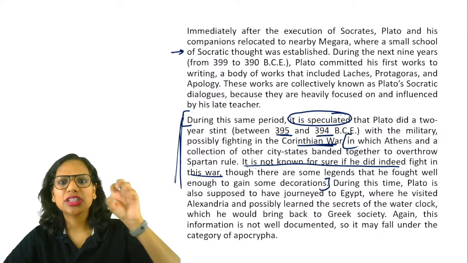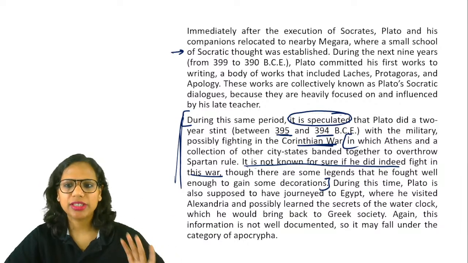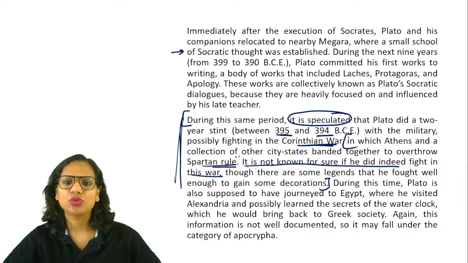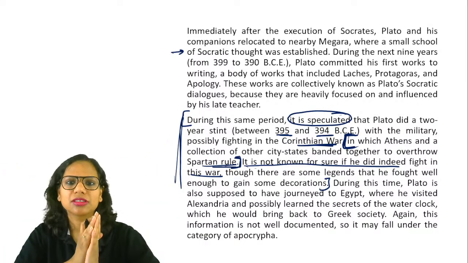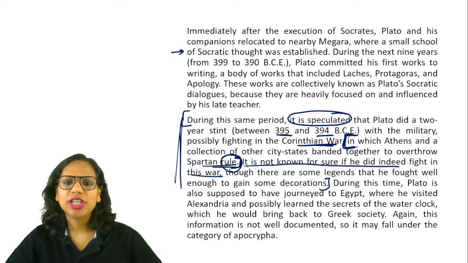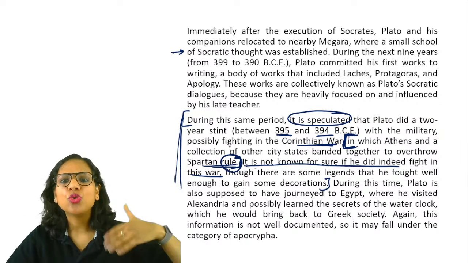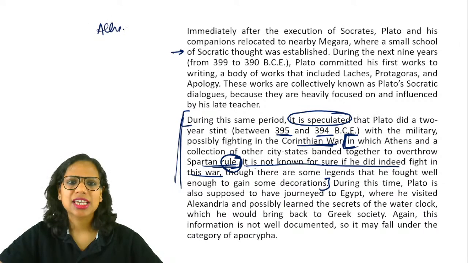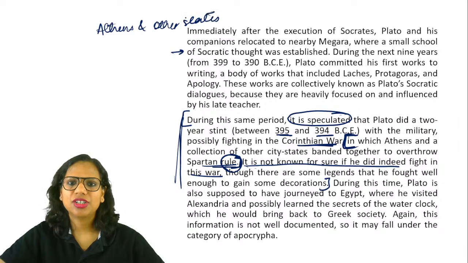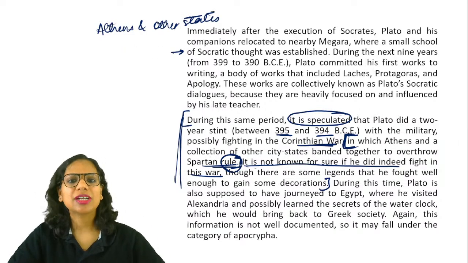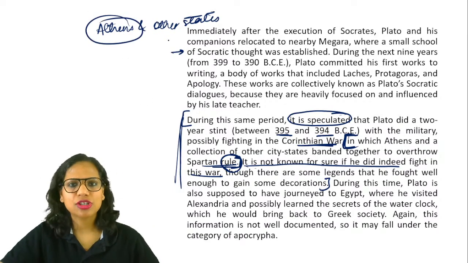So what happened in this war? Athens and a collection of other city-states banded together to overthrow Spartan rule. So when do you overthrow something? When it is ruling over you, right? So they are trying to overthrow Spartan rule, Athens and other states. That means Sparta ruled over them. So Sparta ruled over Athens also.